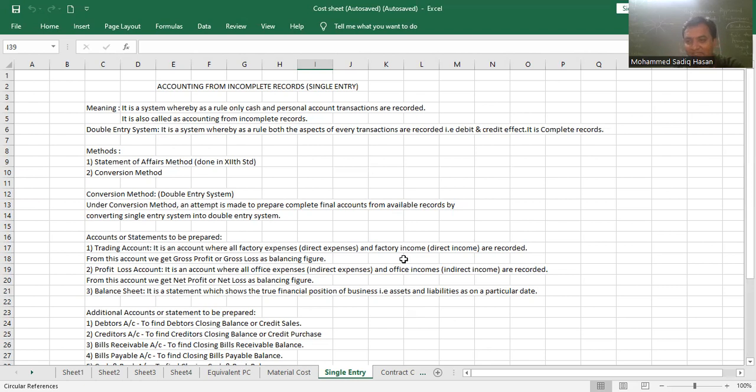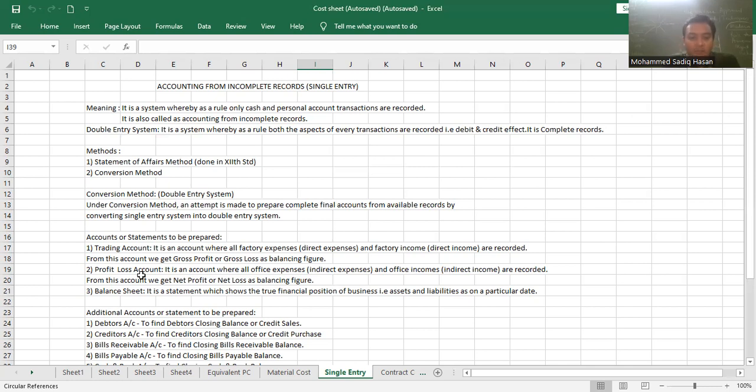And whatever incomes like sales and all, that is also part of your trading account. So that's the basic thing we record in the trading account. And whenever any account is prepared, there should be some purpose in mind. So if I'm talking about the trading account, I will be getting either gross profit or gross loss. It depends upon which balance is more.